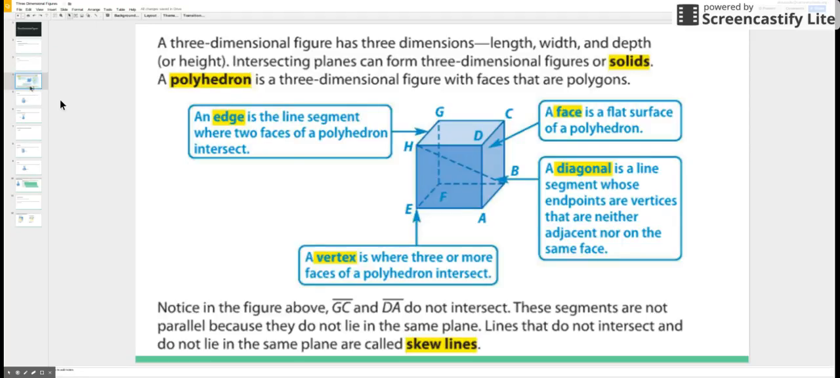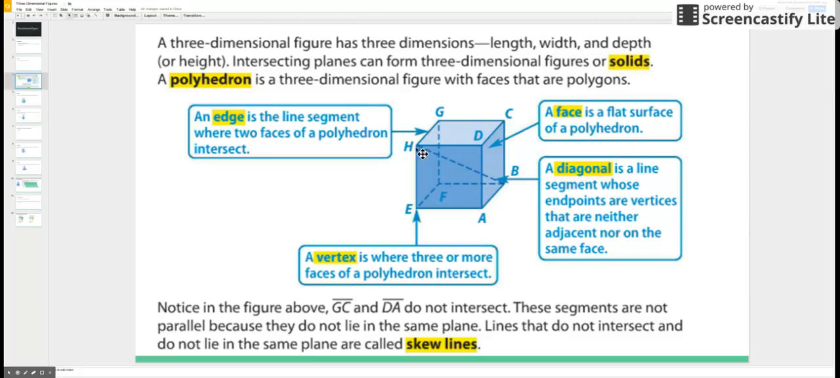Let's start with our vocabulary. There's a lot here. A 3D figure has three dimensions: the length, width, and depth, or you want to think of it as height. Intersecting planes can form three-dimensional figures or solids. A polyhedron is a 3D figure with faces that are polygons. An edge, I want you to think of as just a line. So the edge is a line segment where the two faces of a polyhedron intersect. So like HD is an edge, DC is an edge.